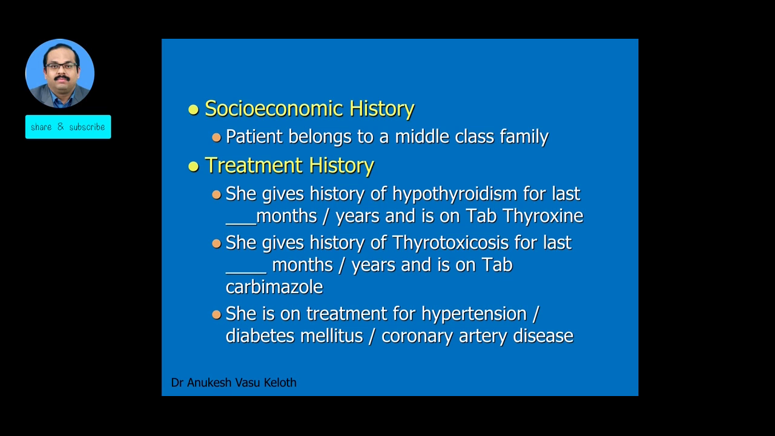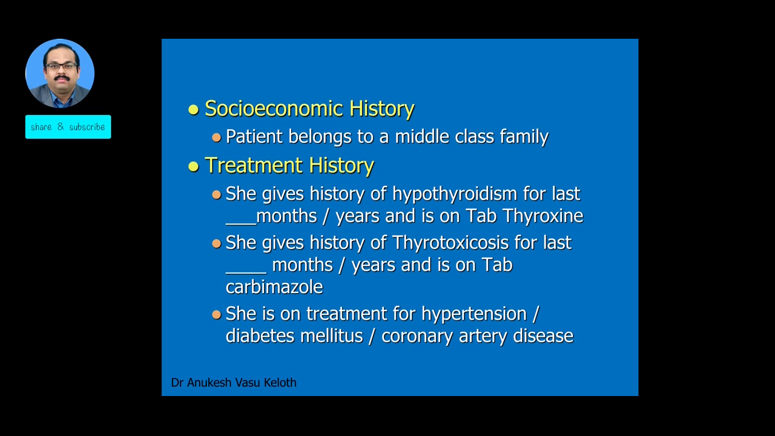Now regarding the treatment history, she gives a history of hypothyroidism for the last 12 months or the last 2 years, and is on tab thyroxine. If you know the dose, you can say it. She gives a history of thyrotoxicosis for the last so and so months, or if it's 1 year, you say that, and is on tab carbimazole. So whichever the antithyroid drug, you can mention that. So whichever is happening, if it is hypo, you say that. If it's thyrotoxicosis, you say that.